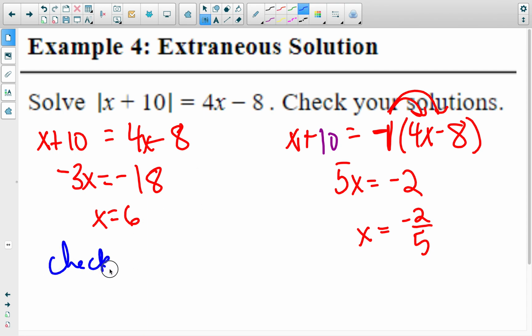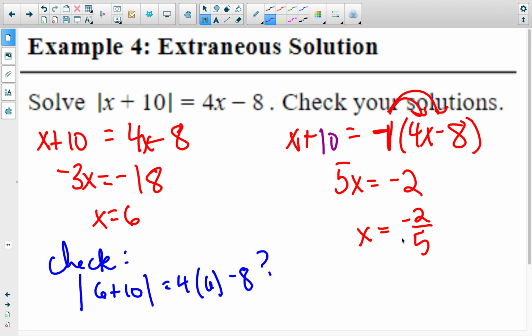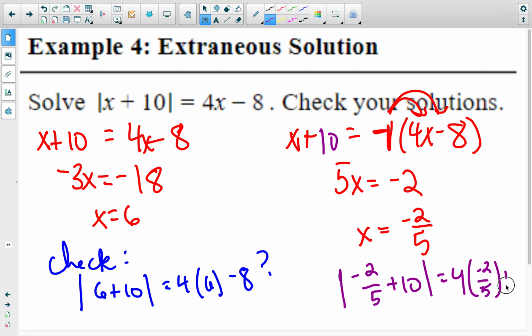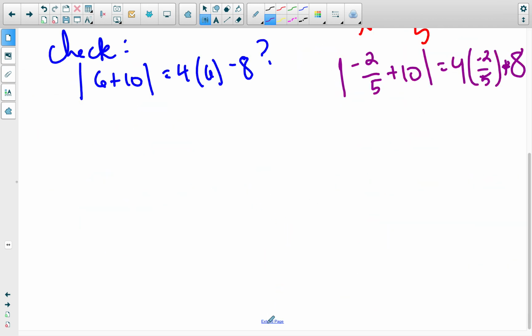Okay. So we're going to check x equals 6. Does the absolute value of 6 plus 10 equal 4 times 6 minus 8? That's our question. Is that true? And then our second solution that we're checking is x equals negative 2/5. So does the absolute value of negative 2/5 plus 10 equal 4 times negative 2/5 minus 8? We want to make sure to check these very carefully. When we plug and chug, you can use Desmos, you can use your own calculator, it's up to you.